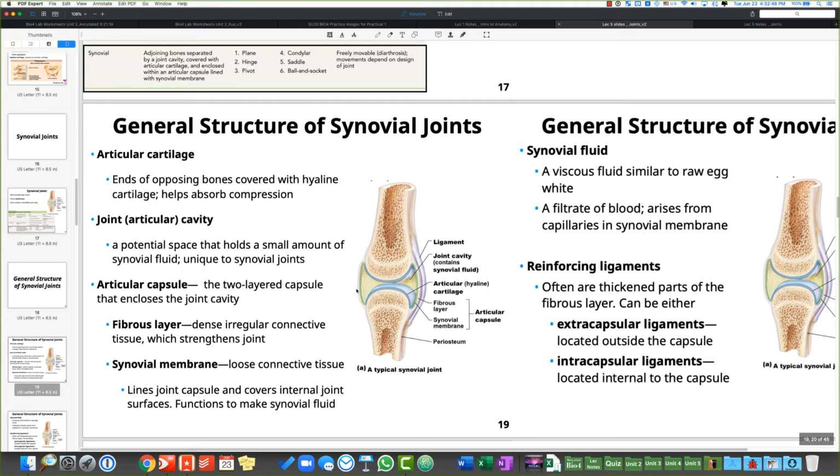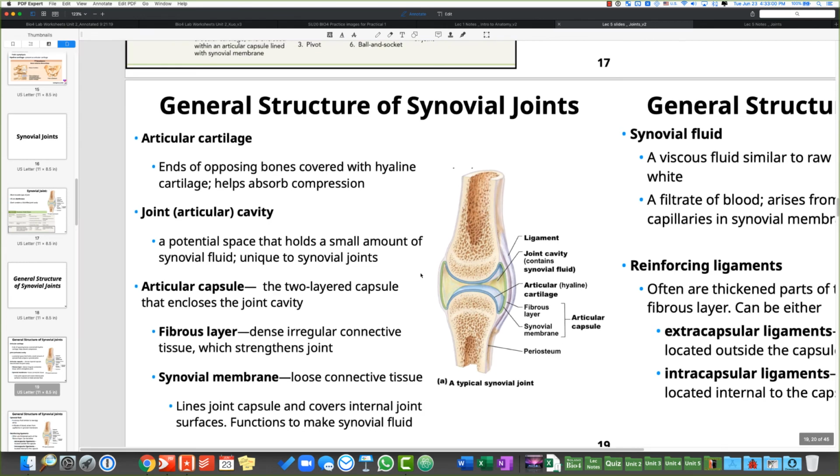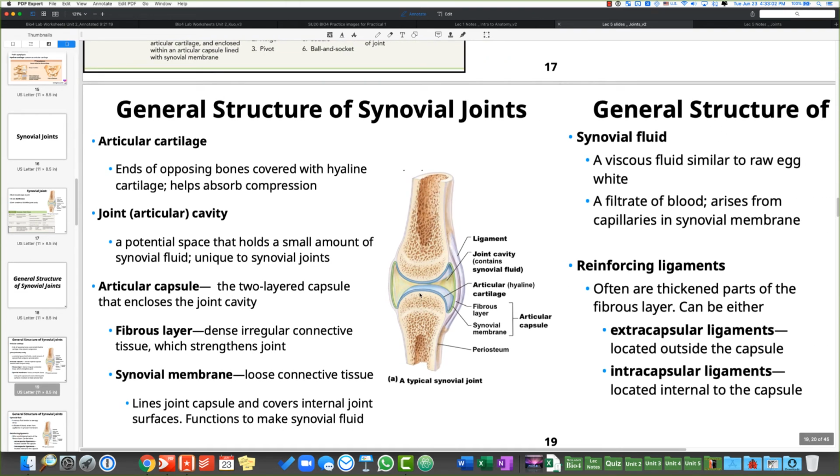They also feature a joint cavity that holds a small amount of synovial fluid, and that synovial fluid serves to lubricate the joint. When you get an inflammation, the doctor is going to stick a needle in here and draw the fluid to see what kind of stuff is present. Is it bacteria? Is it some kind of autoimmune disease? That's where they're drawing the fluid from.